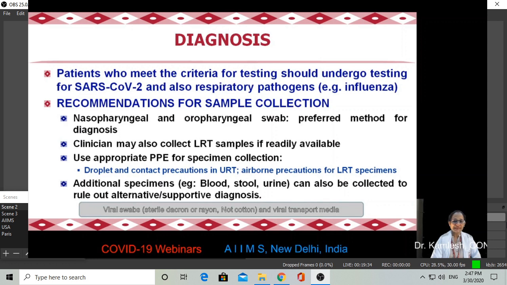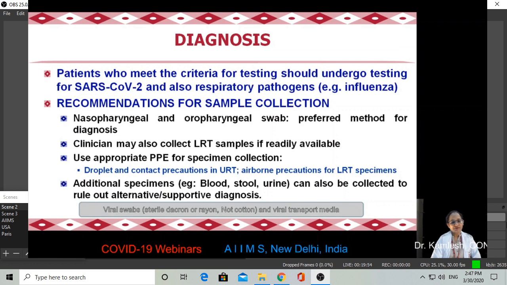Recommendations for sample collection. As per ICMR, nasopharyngeal and oropharyngeal swabs are the preferred method for diagnosis. Clinician may also collect lower respiratory tract samples if these are readily available. Use appropriate PPEs for specimen collection.